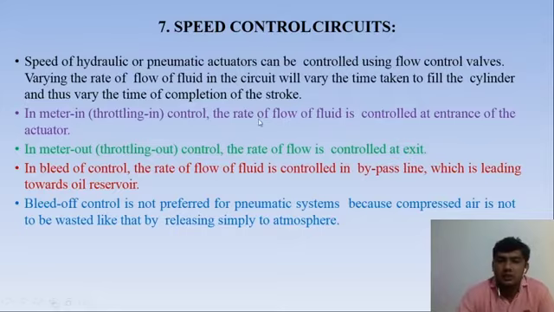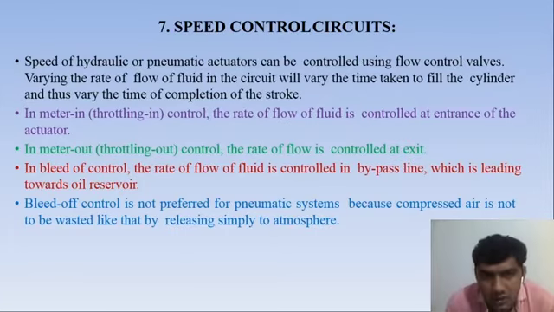We can control speed by utilization of flow. If we control the flow, the speed will be automatically controlled. There are three types of speed control circuit. Meter in, which controls the inlet fluid. Meter out, which controls the outlet fluid. And bleed off circuit.